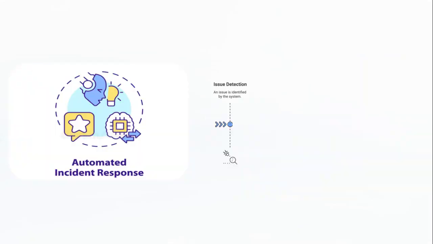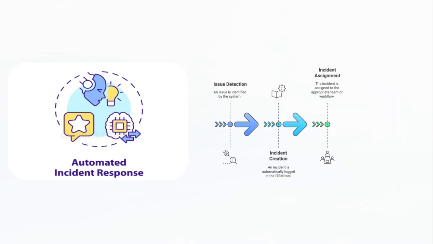Once an issue is detected, AIOps can automatically create an incident and trigger the resolution process without human intervention. Let's understand how this works. 1. AI logs incidents in an ITSM tool. 2. It assigns the incident to the right team or automation workflow. 3. If a known solution exists, AI executes automated remediation.